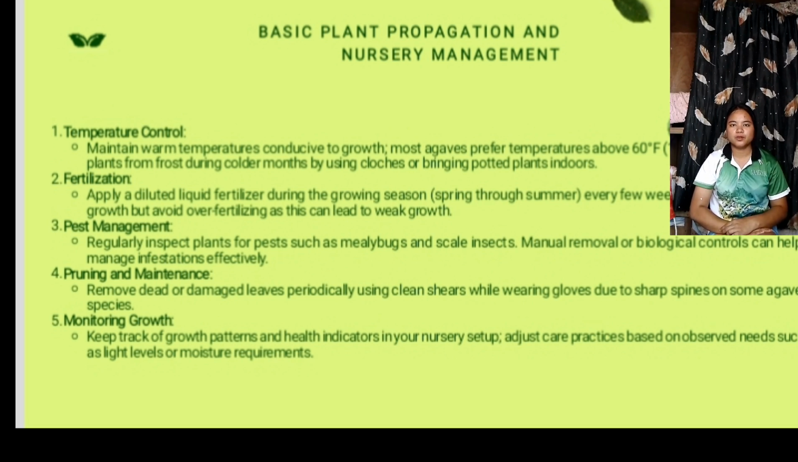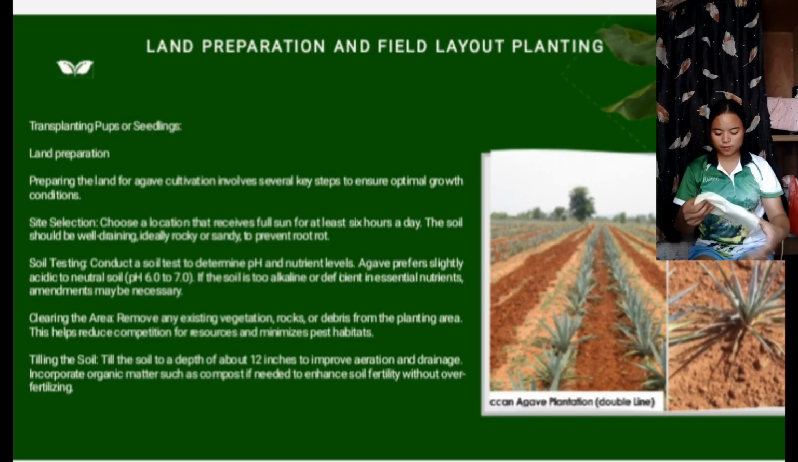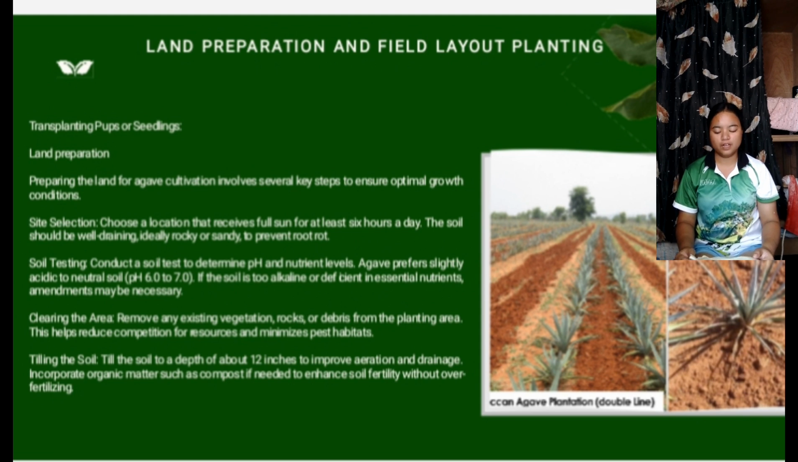So last, the monitoring growth. Keep track of growth patterns and health indicators in your nursery setup. Then adjust care practices based on observed needs, such as light levels or moisture requirements. So for the land preparation and field layout, planting of agave is first the site selection. So choose a site that receives full sun.